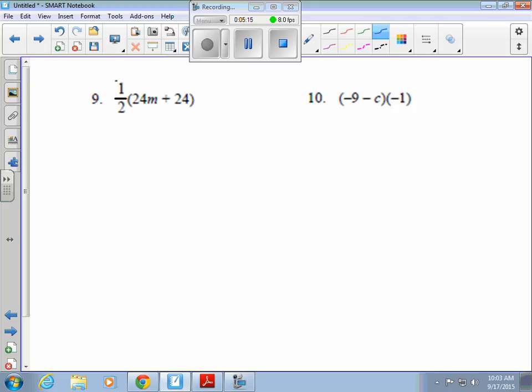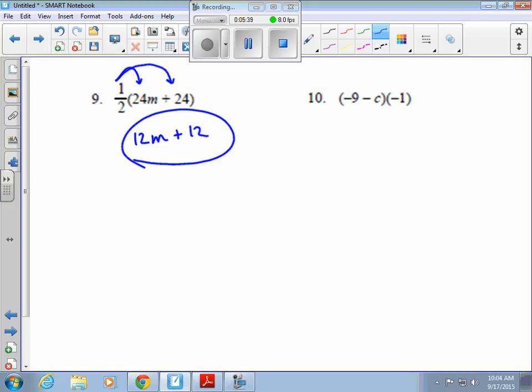Number 9 says 1/2 times 24m plus 24. Distribute, same thing. What is half times 24m? Or what is half of 24? It is as simple as 12m. Same thing, half times 24 again, plus 12, or half of 24. Can't put those two together, not like terms.